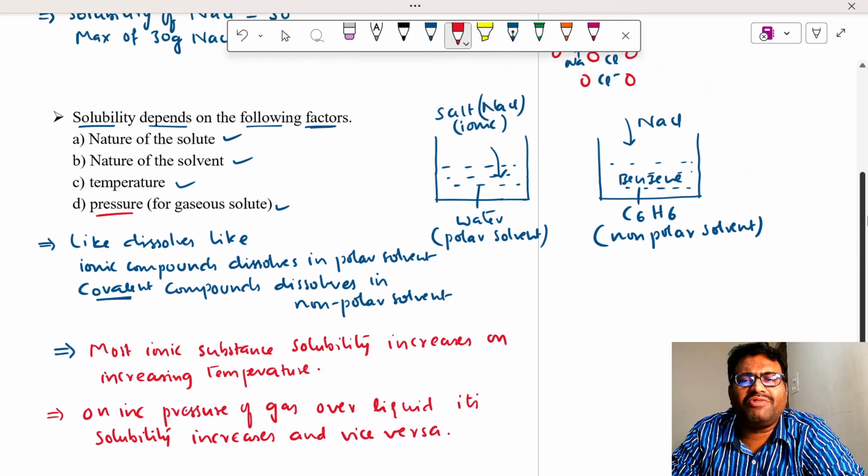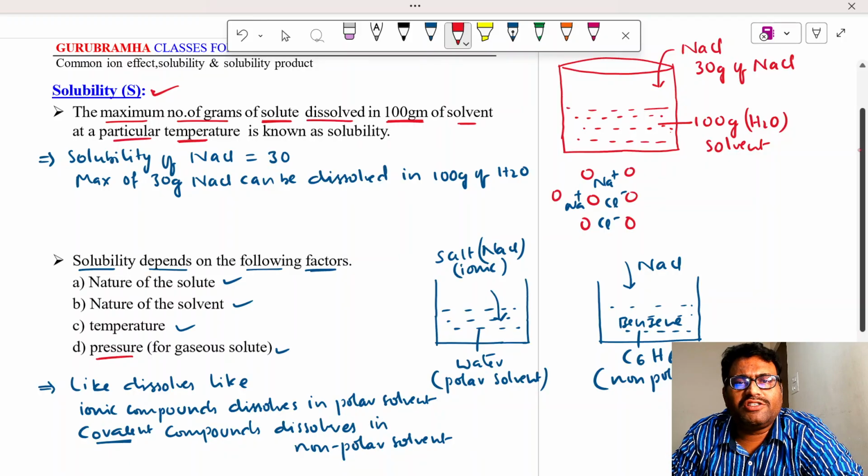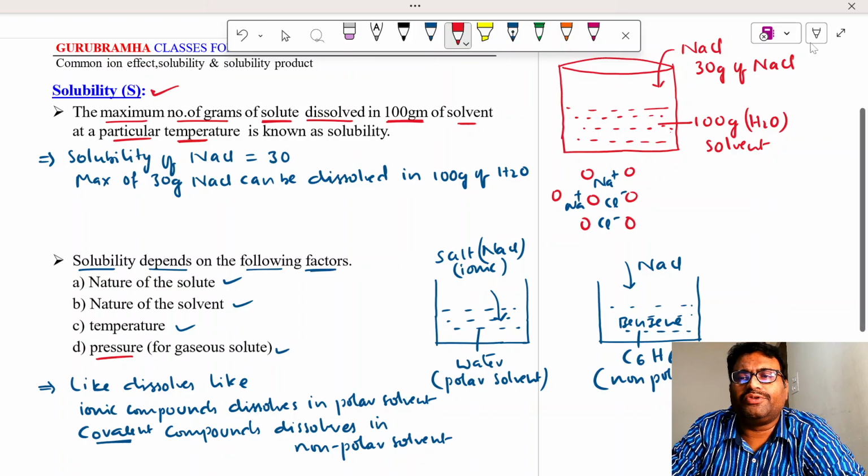In this particular topic, we are speaking about the solubility of ionic solids, and that too salts. Ionic solids are also called salts. Let us move to the next part.